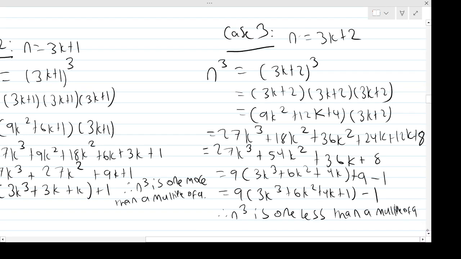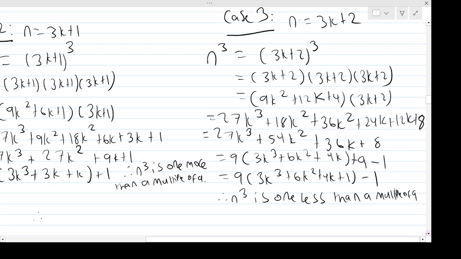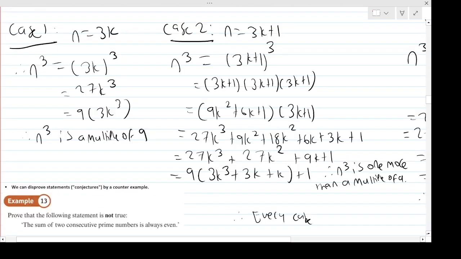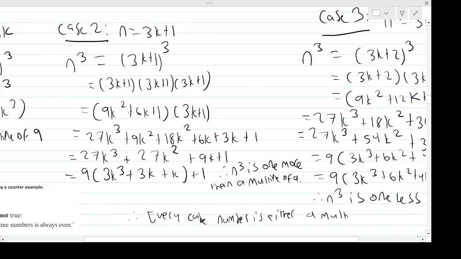But therefore then, all 3 cases are correct, right? That satisfies what the question said. So overall then, therefore, every cube number, let's go back to the question again. Every cube number, so all cube numbers are either a multiple of 9, 1 more or 1 less than a multiple of 9, okay? So every cube number is either a multiple of 9 or 1 more or 1 less.